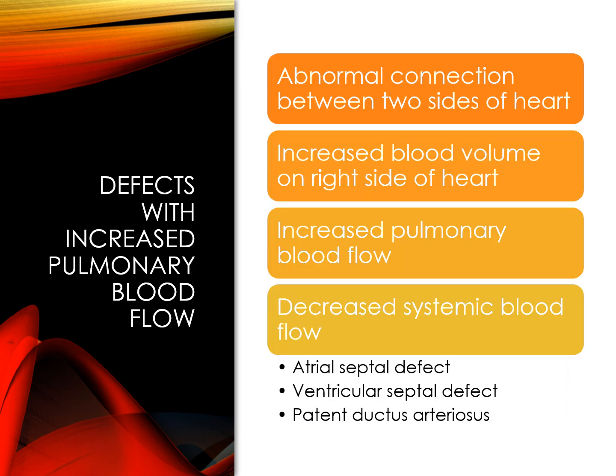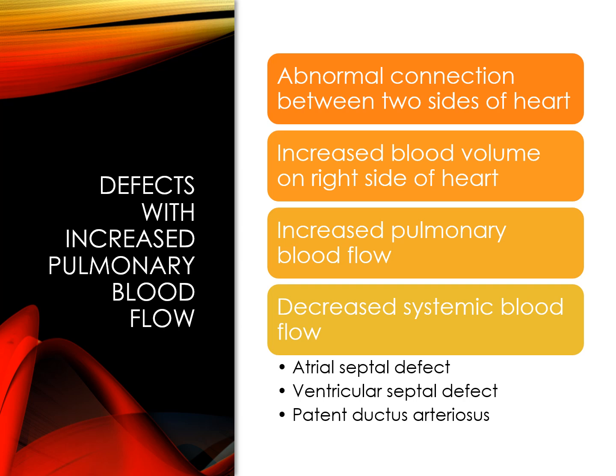So when we talk about increased pulmonary blood flow, meaning that the defects will cause an increase of blood flowing to the lungs, which has its own complications. You have an abnormal connection between the two sides of the heart. So if you have an increased blood flow into the right side of the heart, because the right side of the heart is sending out blood to the lungs, and you add more blood to the right side of the heart, it has to work harder to send more blood to the lungs. And that increases the pulmonary blood flow.